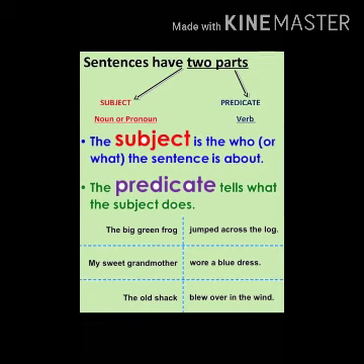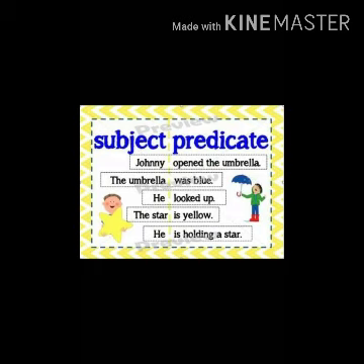Another example. My sweet grandmother wore a blue dress. See, what is told about my sweet grandmother? That is, wore a blue dress. So, wore a blue dress is the predicate. In short, subject is the person or the thing we are talking about in the sentence. The subject is the doer of the action, and whatever is said about the subject or whatever the subject does, that is the predicate. Here are a few sentences divided into subject and predicate.